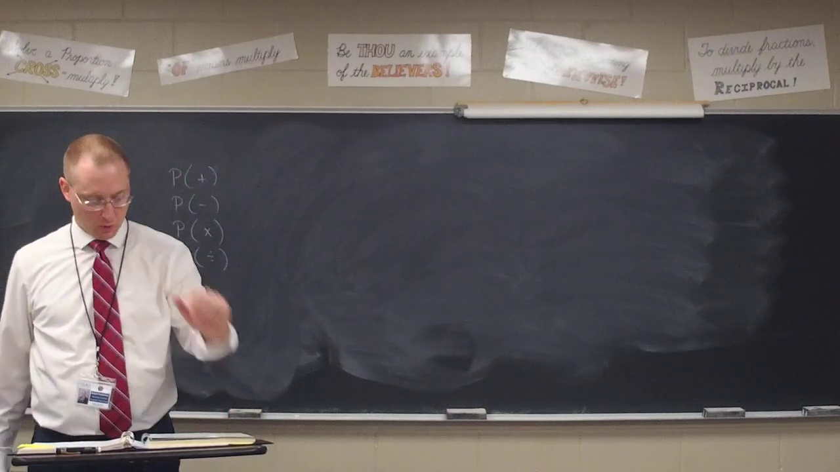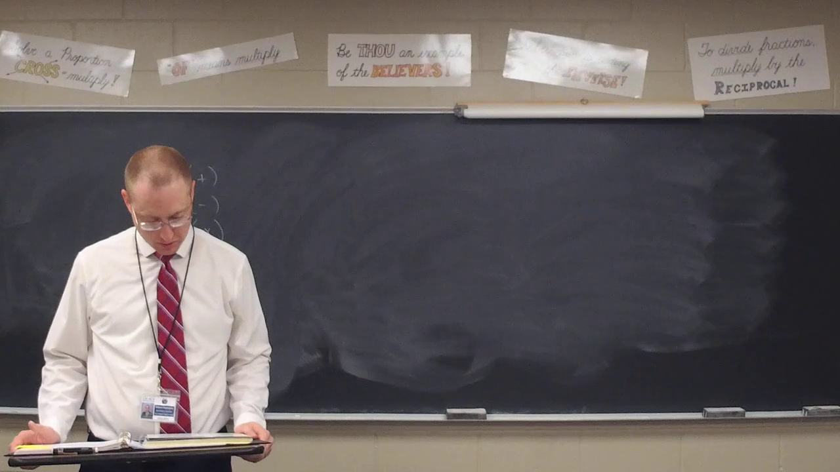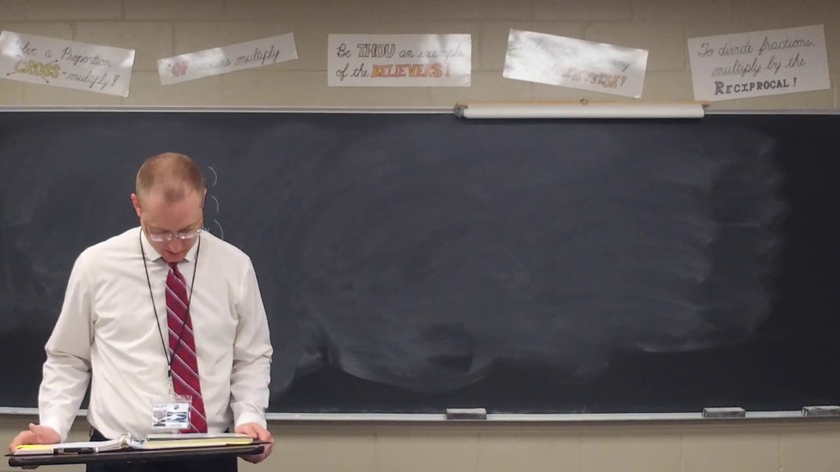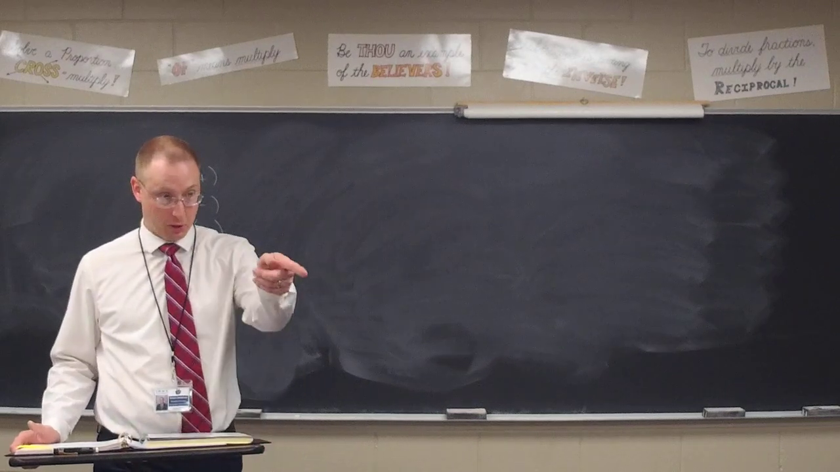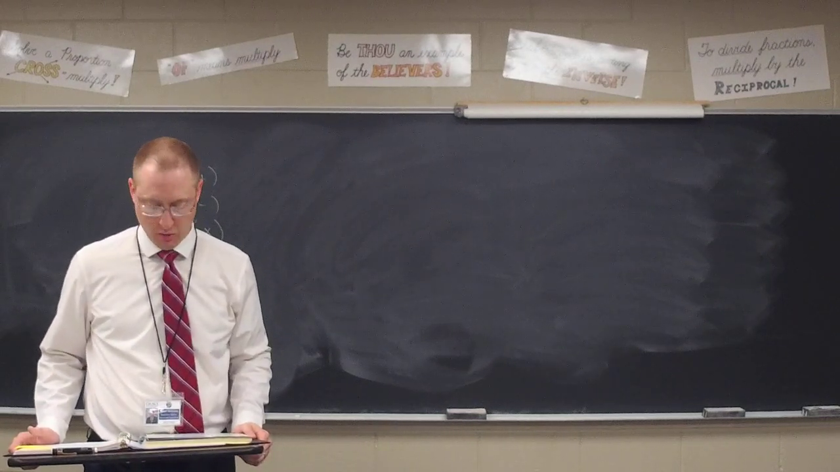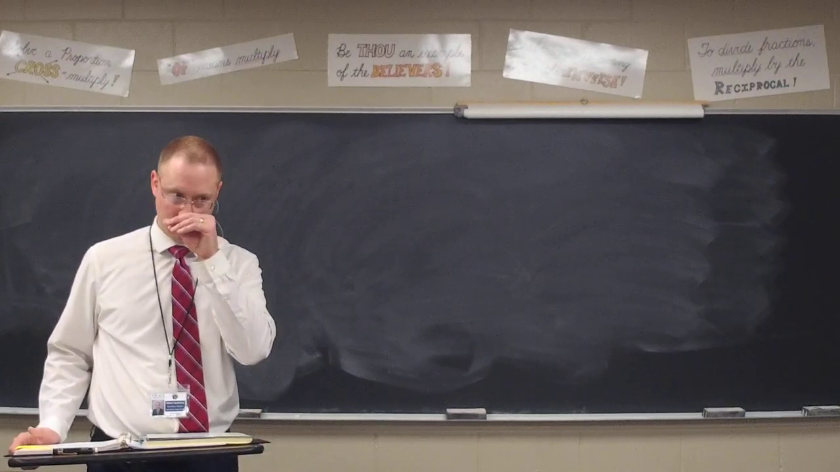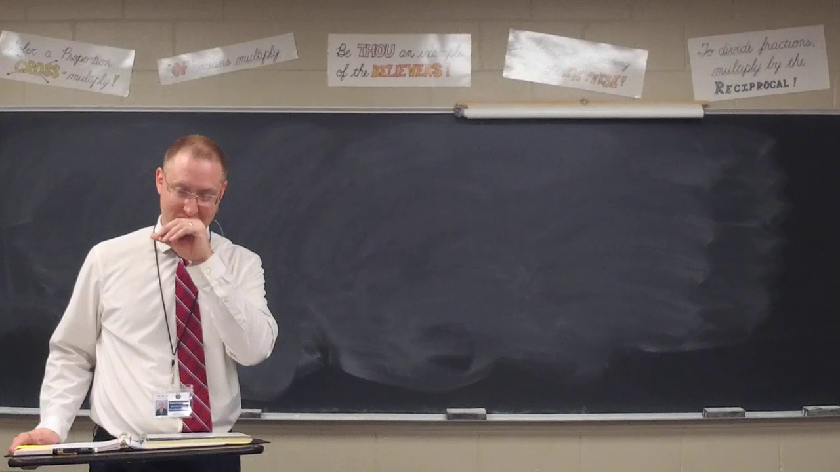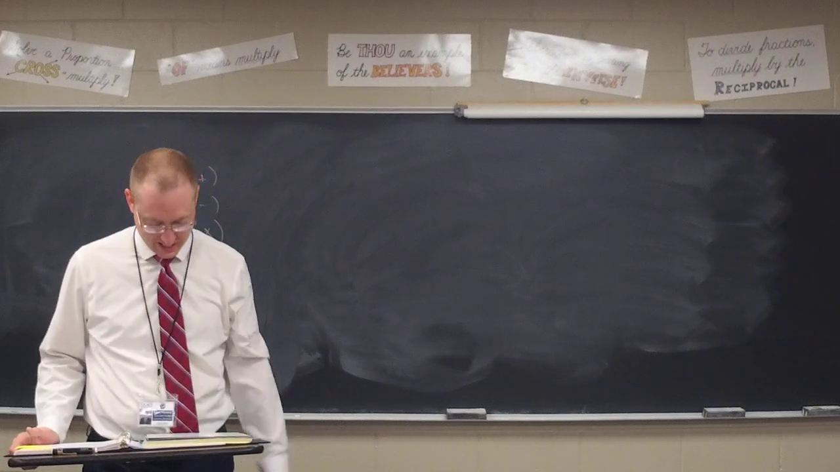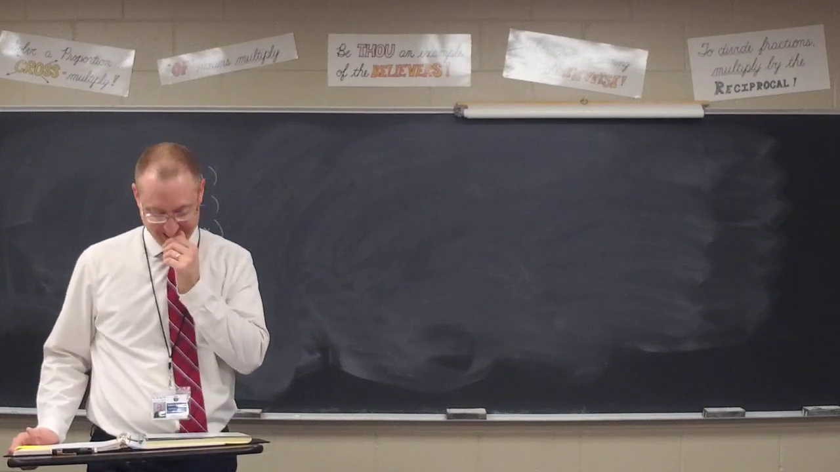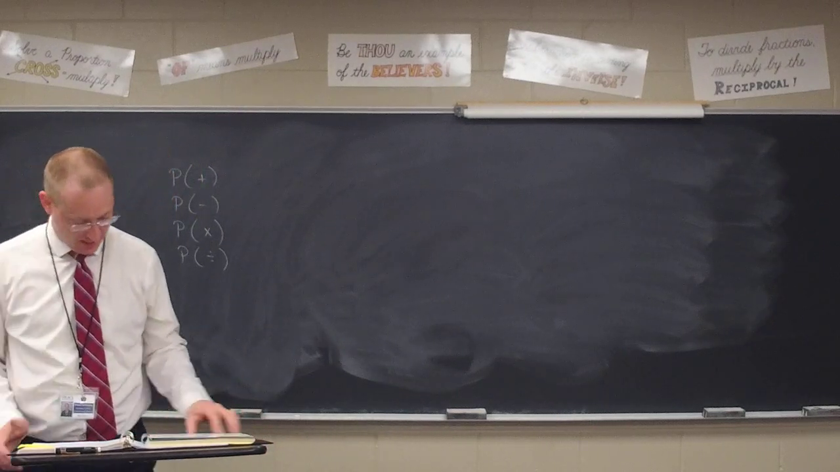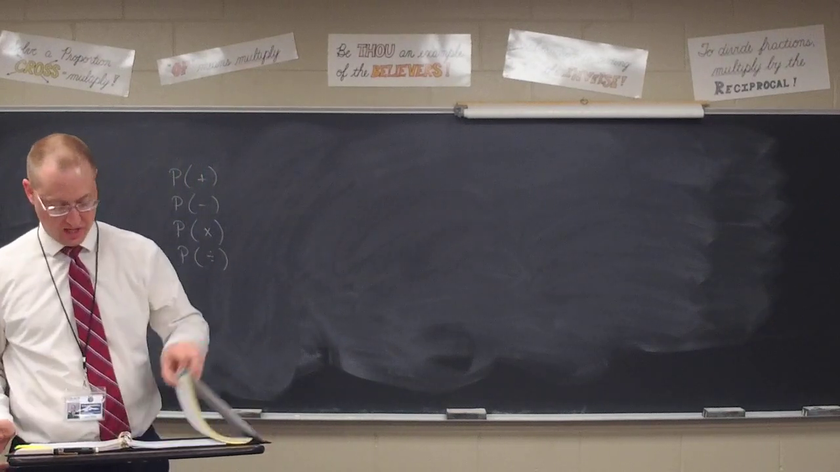Probability of green, Joel. 2 to 9. Probability of red, Elaine. 5 to 18. Probability of purple, Kirsten. 3 to 18. Well, let's reduce it. 1 to 6. And probability of blue, Corey. 1 to 3.